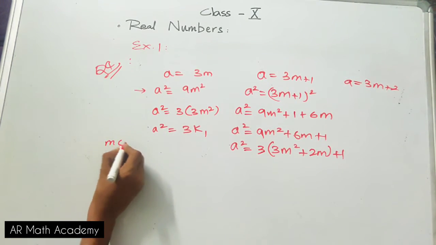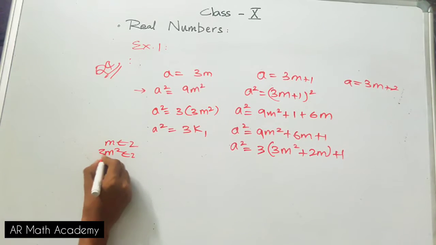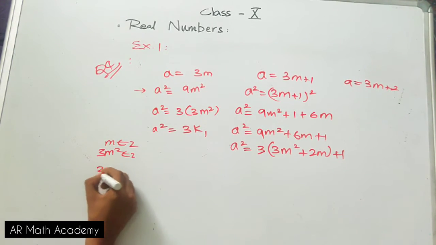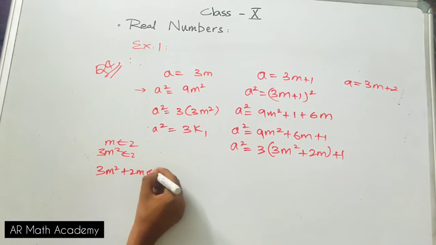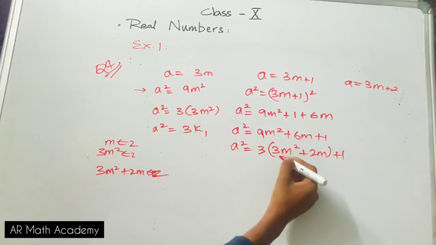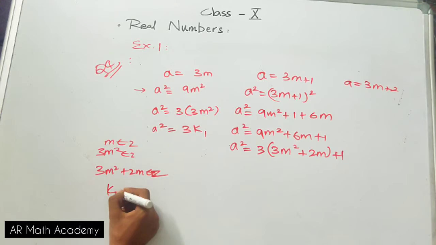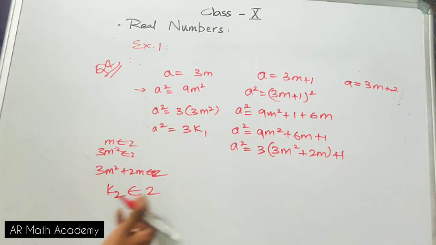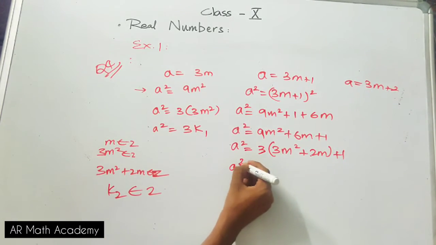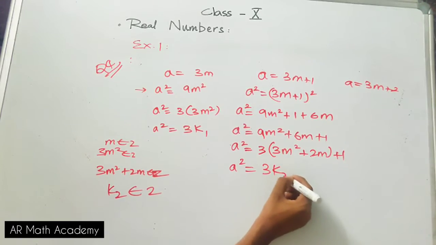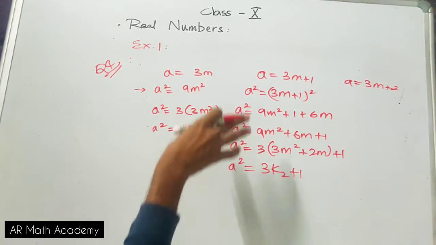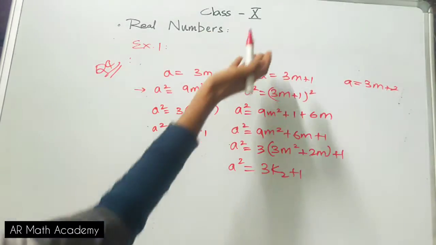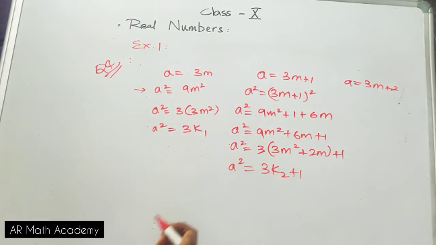So m belongs to the integers. m square also belongs to the integers. Now 3 times m square also belongs to the integers. 3 times m square plus 2m also belongs to the integers, right? So instead of all these, I'll replace it with k2, where k2 is also some integer. So a square equals 3 times k2 plus 1. So basically we are representing the same thing, 3m plus 1 and 3k2 plus 1.